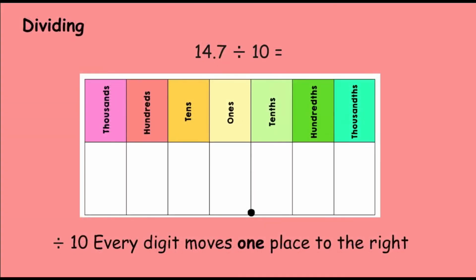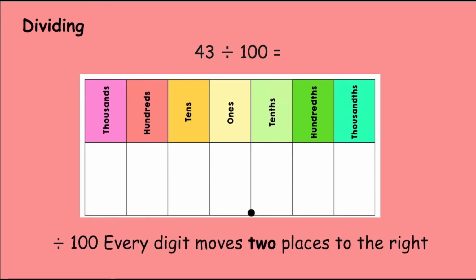An example starting with a decimal number. We are still dividing by 10, so we're moving everything 1 place to the right. 14.7. The 7 from the tenths goes to the hundredths. The 4 from the ones goes to the tenths. The decimal point always remains in the same place. The 1 goes from the tens to the ones. Therefore, 14.7 divided by 10 is 1.47.